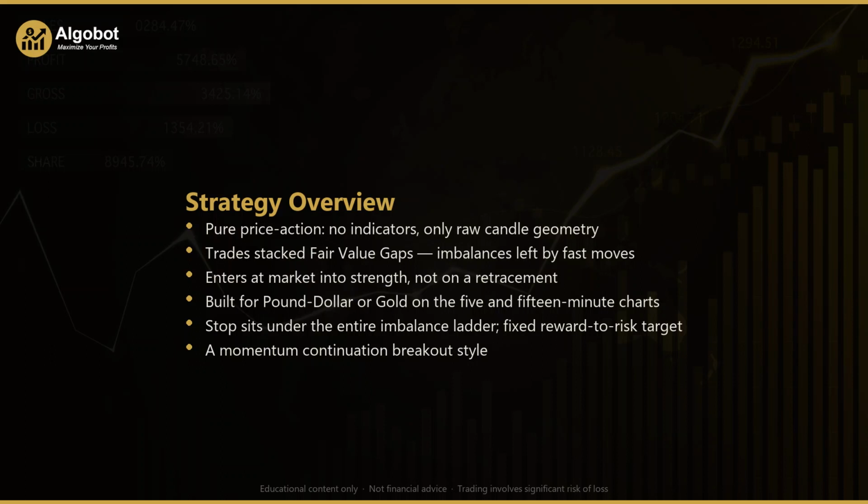The central idea is the fair value gap, sometimes called an imbalance. A fair value gap is a three-candle pattern. When a strong middle candle moves so fast that the first candle and the third candle don't overlap, it leaves behind a small band of price that was never properly traded. Think of it as a vacuum left in the market by an aggressive push.